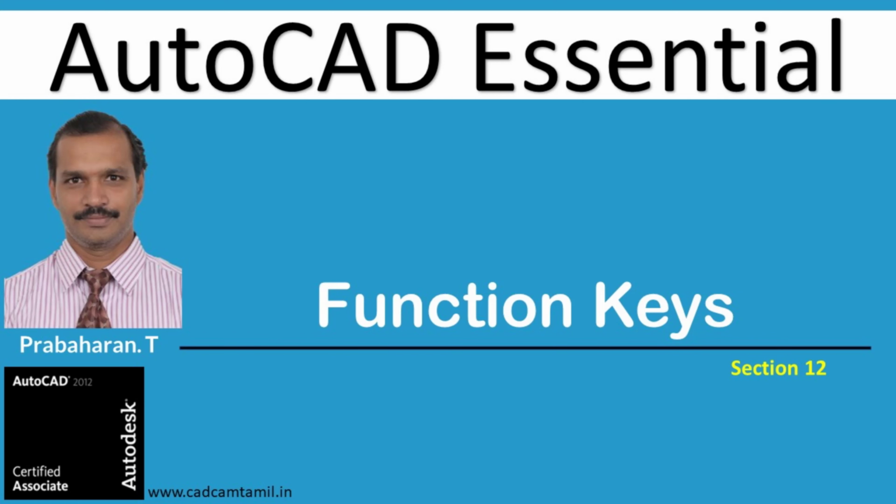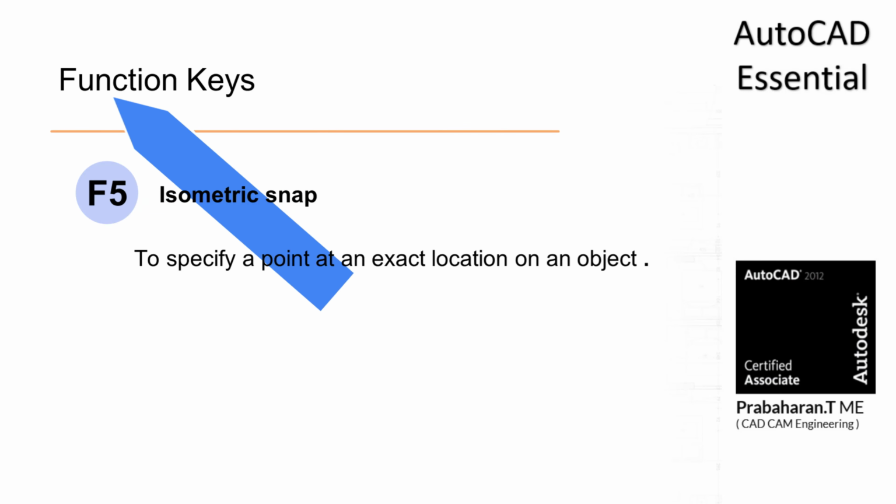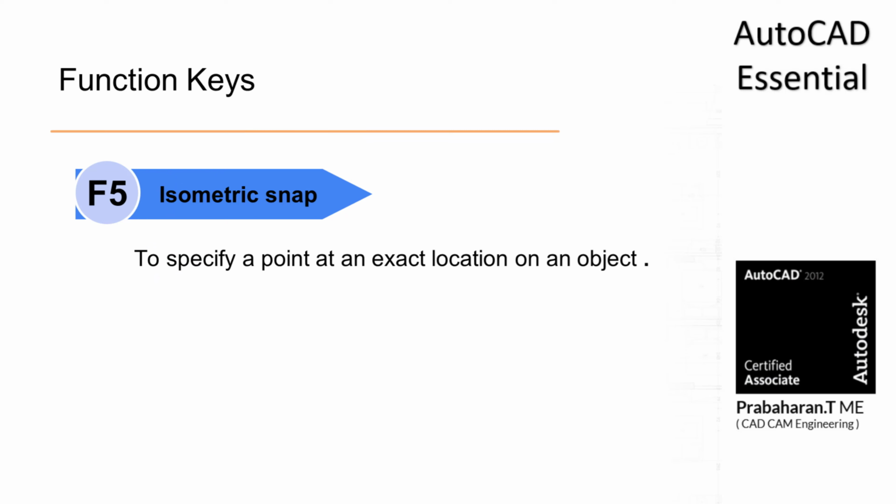This is our session number 12. We are in the discussion of function keys. Today we are going to discuss the function keys F5, F6, F7 and F8. F5 is the function key used to keep the points exactly on the isometric mode. The function of this key we will discuss in detail when we draw the isometric drawing.